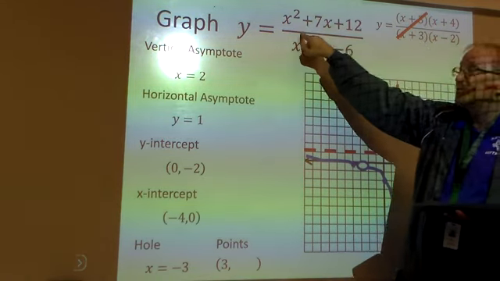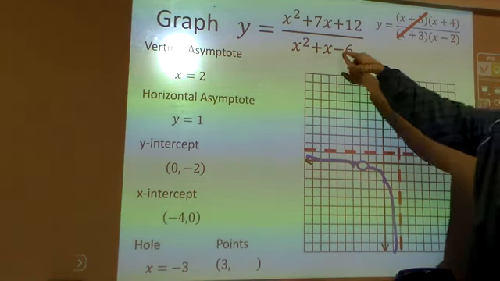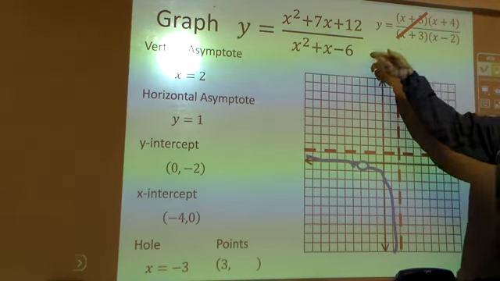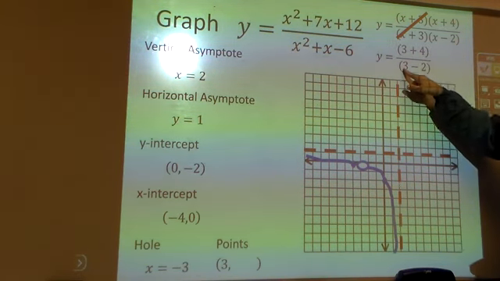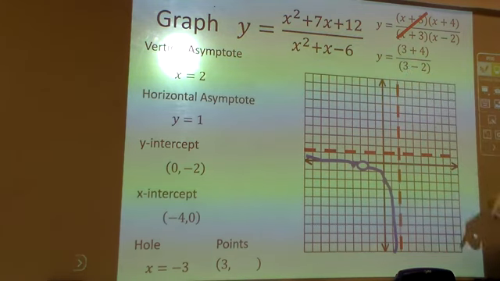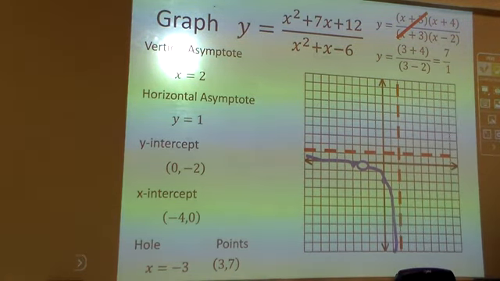Now, I can plug in this problem, or I can plug in this one. Why do you think I'm plugging in this one and not that one? Because this cancels out, makes the work a little bit what? Easier. And I'm going to put a 3 in there, so I'm going to have 3 plus 4 divided by 3 minus 2. I like 3 minus 2 because that's going to be 1. 3 plus 4 is what? 7. So that means my point is really what? 3 what? 7. So I'm going to put a dot at 3, 7, which is up here. So I know my curve L is what? Up here in the top. So it just looks like that.